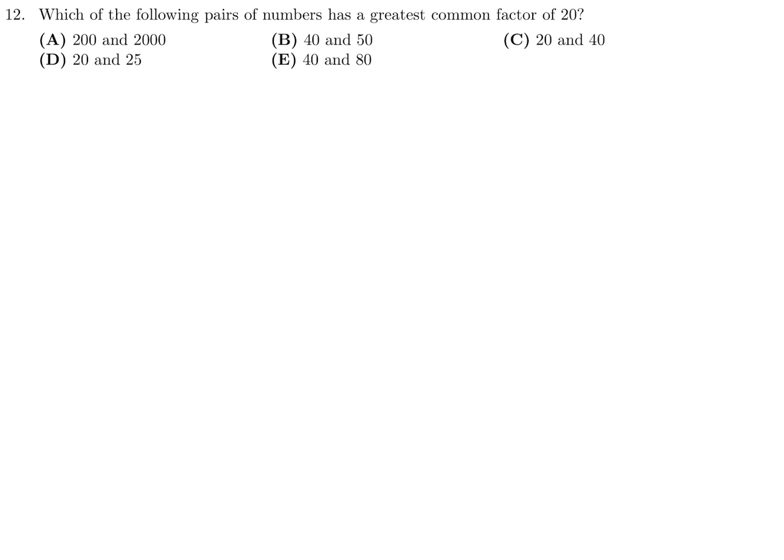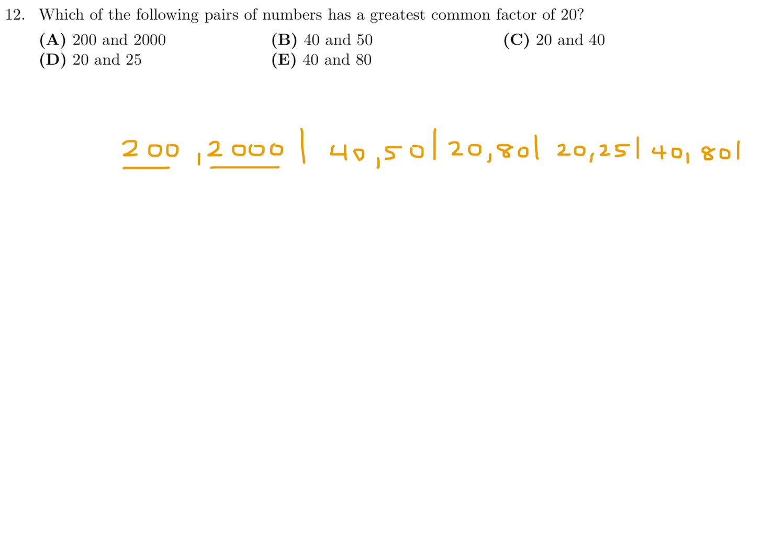Which of the following pairs of numbers has the greatest common factor of 20? So we've got 200 and 2000, and then we've got 5 other pairs. So how do you figure out the greatest common factor? What does that even mean? Well, it means the greatest number that can factor into both numbers.